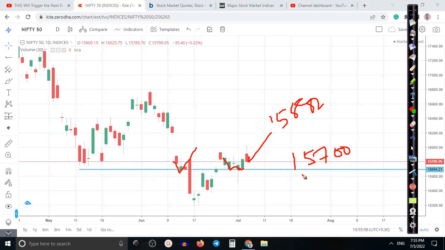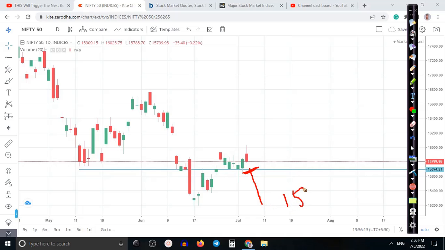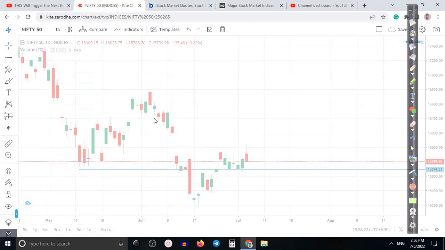So that means 15,700 is a strong support. Basically I'm looking for a short after breaking this 15,700. My next target will be around 15,200. Now let me show you a smaller time frame like H1.